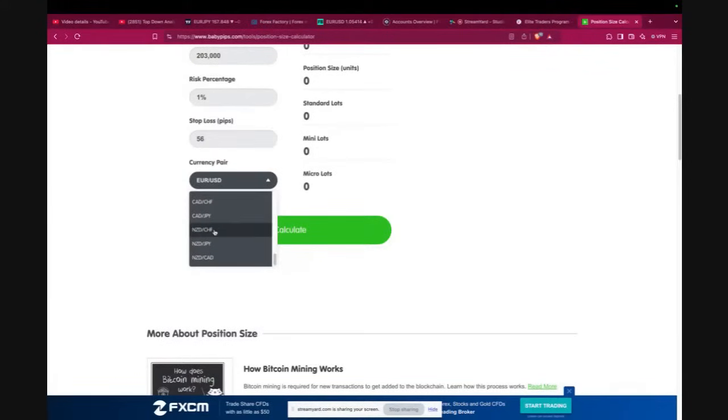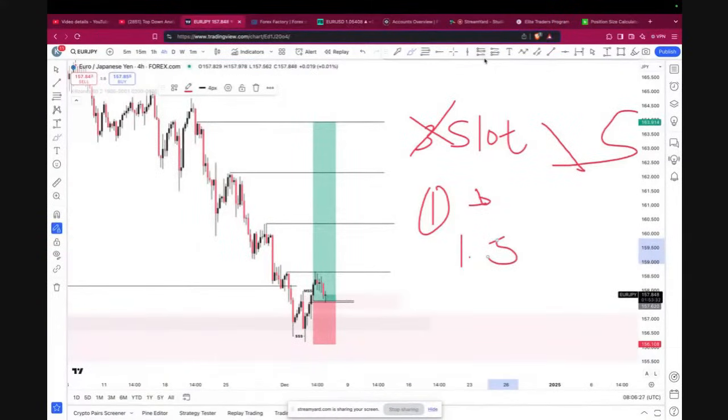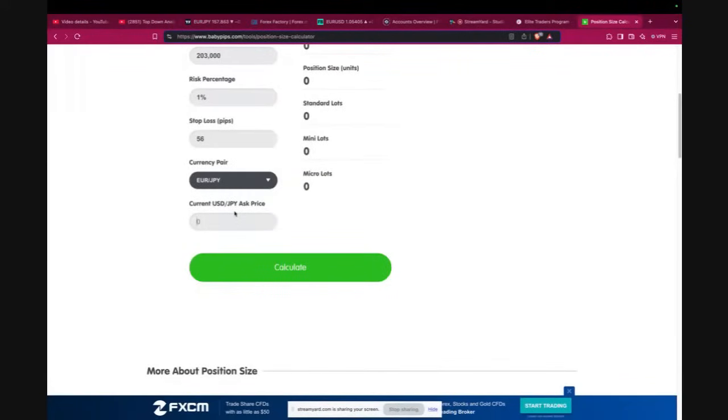Let's see, do I have Euro JPY? Okay, this is it, Euro JPY. Current price. Do we need the current price? Okay, let's put the current price at that point. Let's say the price of the entry is going to be 157.645. That's the entry price.